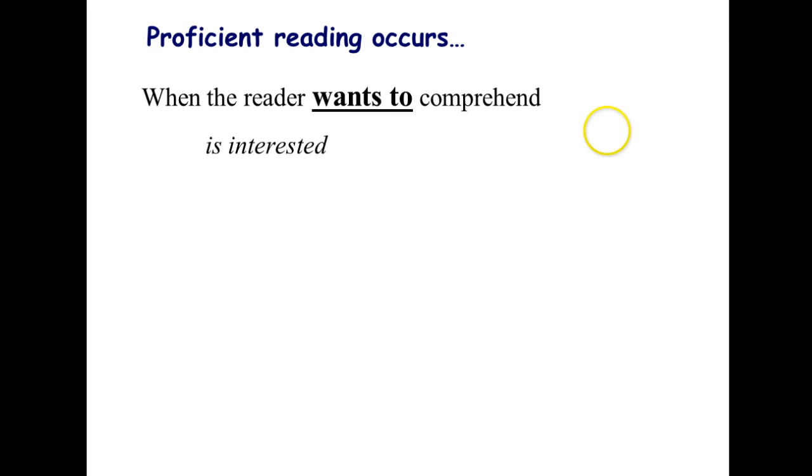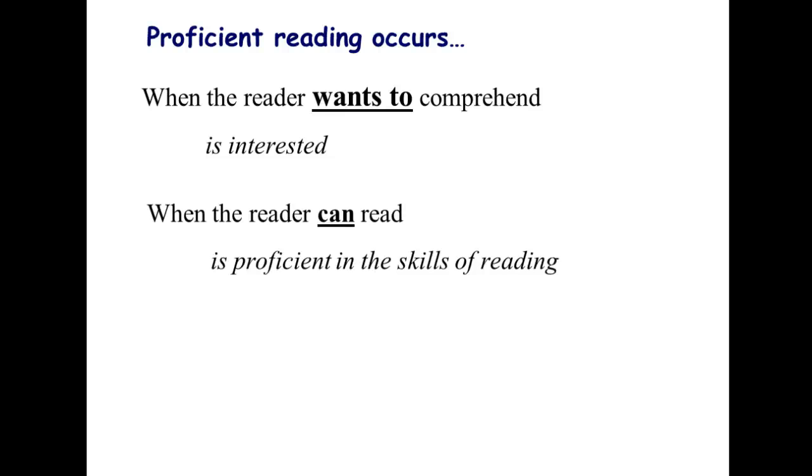It's important to keep in mind that proficient reading occurs when three things are present, and this is true with learning, period. So if a reader's going to be proficient, when they want to comprehend or they're interested in some way. That doesn't mean your students are going to be interested in everything, but we have to try to set up environments where there at least is some interest or some curiosity in the topics that we're going to be reading about.